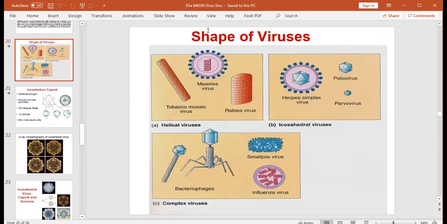Slide number 20 talks about the shape of viruses. As we can see, viruses come in different shapes, and the shape is determined by the arrangement of the capsid proteins. Viruses can be helical, they can be icosahedral, or they can be complex viruses. And there are specific examples of each type of virus.